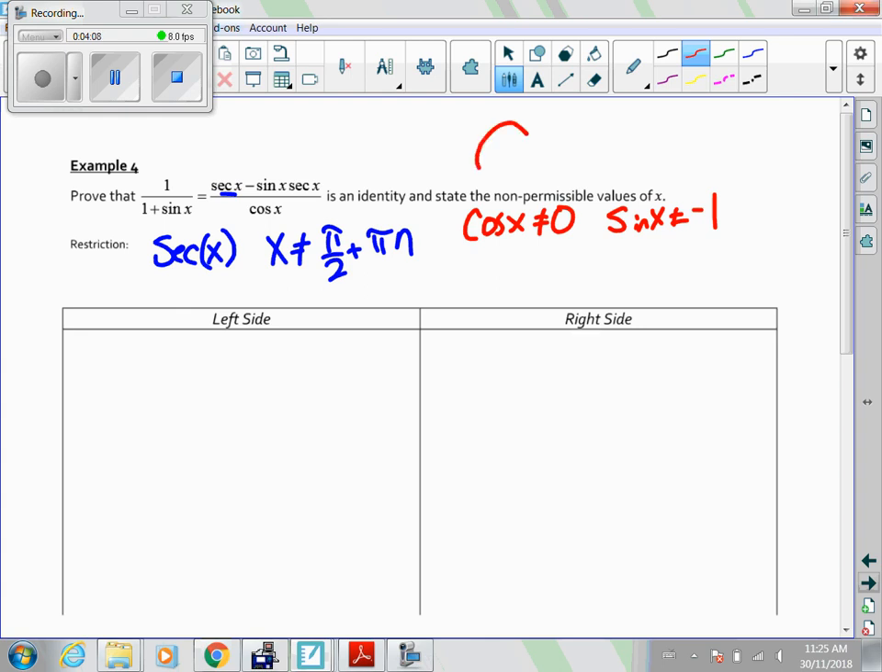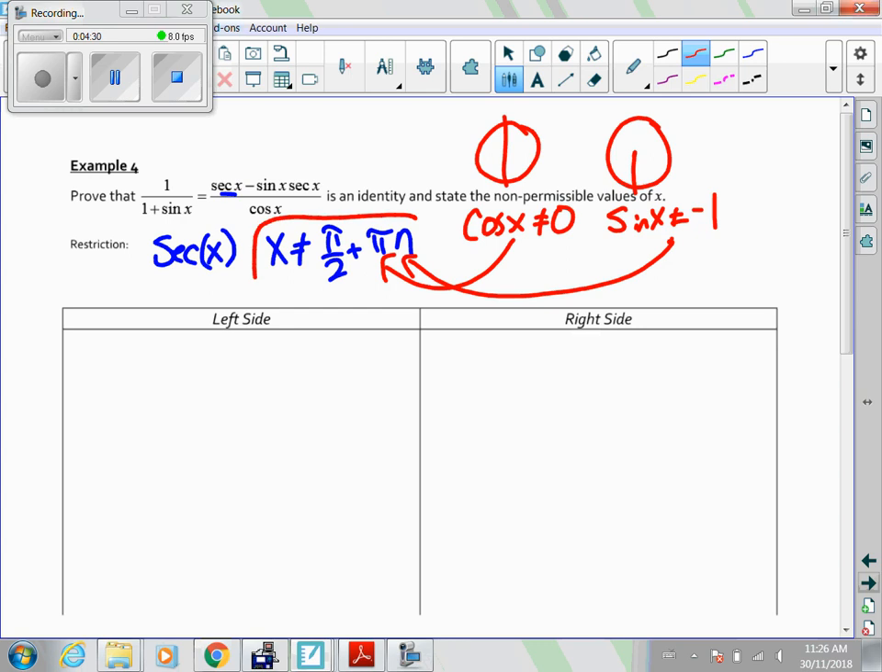Now, where's cos 0? Well, on our unit circle, that's just there. So that's still pi halves plus pi n. We've already accounted for that non-permissible, so we don't need to re-account for it. And then we can also go sine x can't equal negative 1. Well, that just happens down here. So we've already got that accounted for in there as well. So this then is our total non-permissible value statement. We don't need to say anything else from that point. Good? All right. Hopefully.